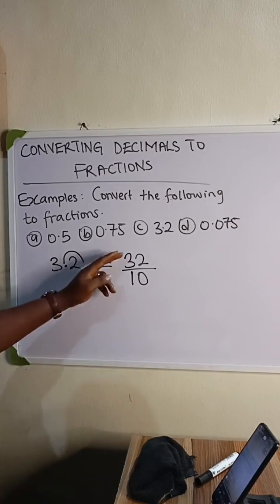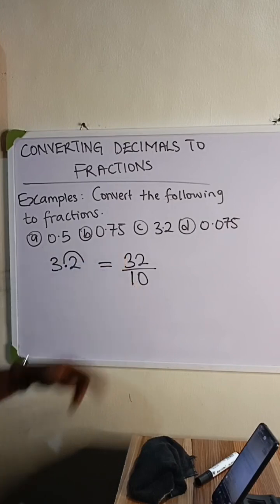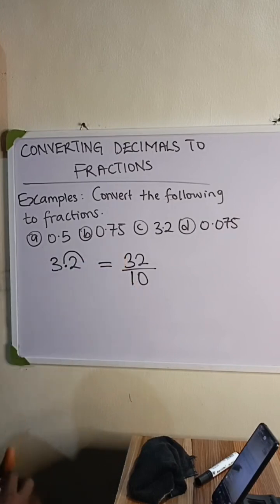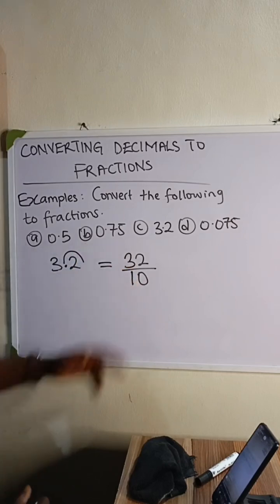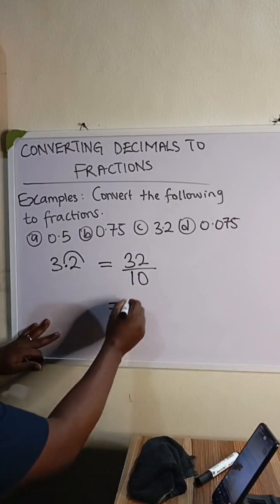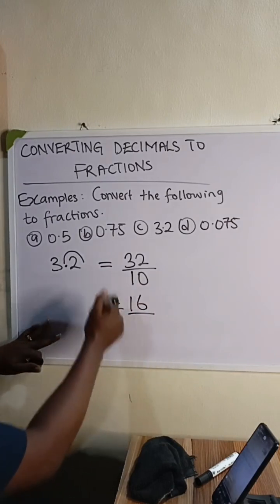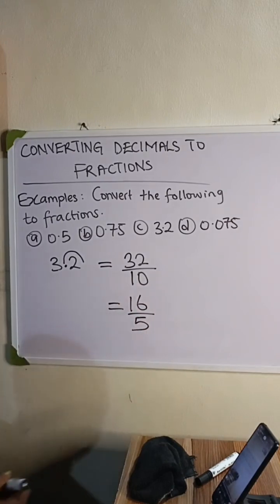So now we have 32 divided by 10. We can break this down to its simplest form. Looking at this fraction, 2 can divide both 32 and 10. If 2 divides 32, we have 16. If 2 divides 10, we have 5. So our answer becomes 16 over 5, which is an improper fraction.